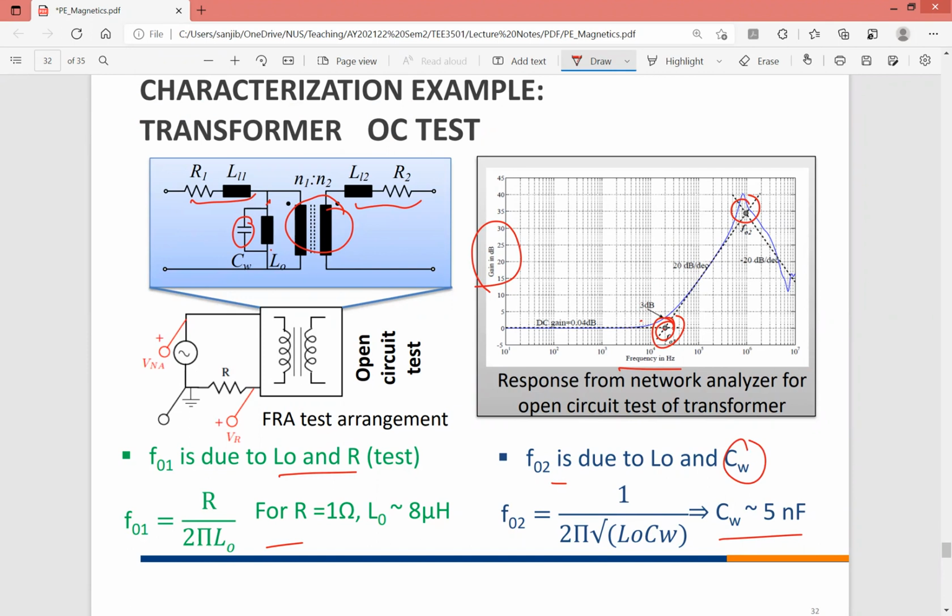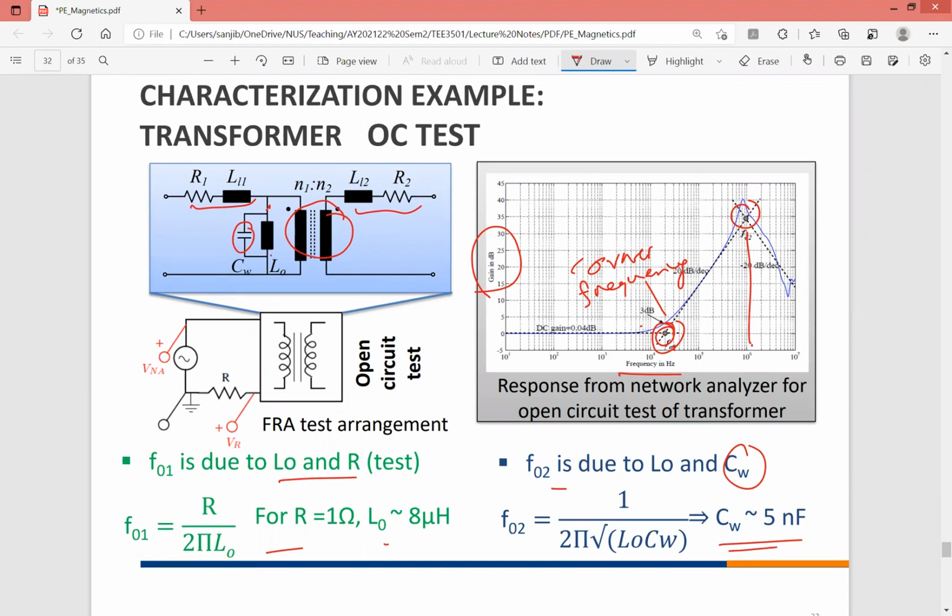The formulas are here. Based on the corner frequency, you can find out the CW value, right? These are the corner frequencies. The first corner frequency gives the value of L0: if you know the value of R, you can find L0 from the frequency. The second frequency gives you the value of CW, the interturn capacitance of the windings.